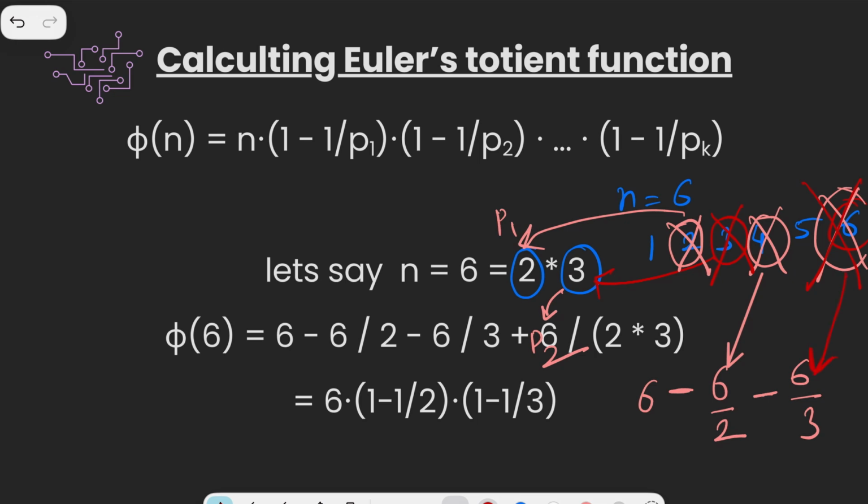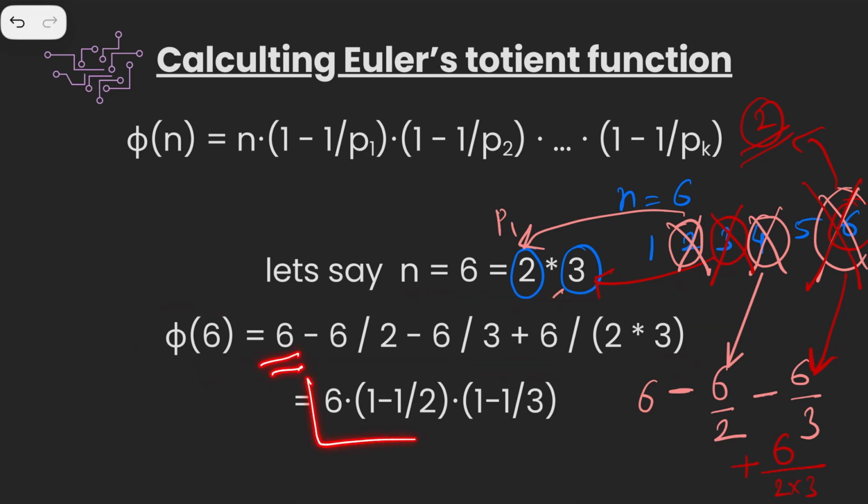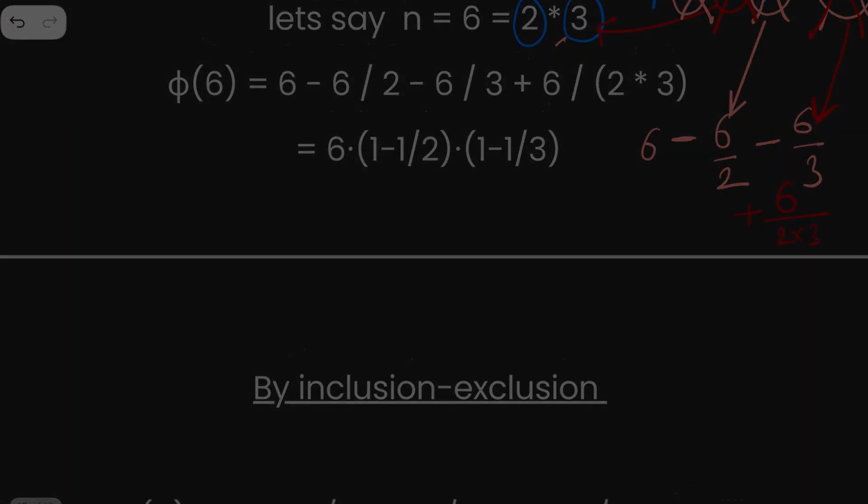So you are removing 6 twice. 2 times you have removed this. So you need to add it back, right? So you do 6 divided by 2 into 3. See, that's what we have done here. And if you take 6 common, you get this particular formula which exactly matches with the formula that is given to us. I hope this is clear.